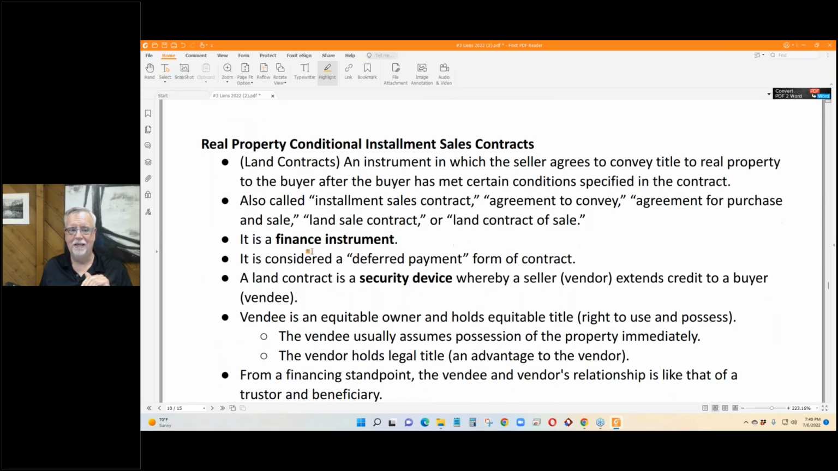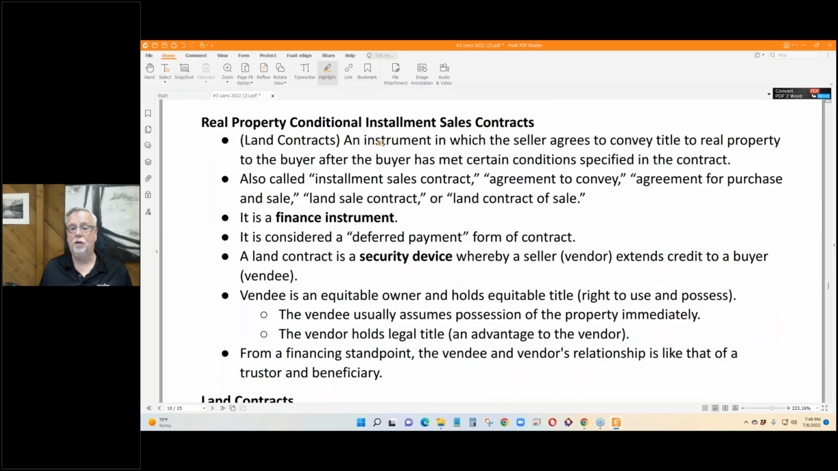It's the same idea. So land contract is an instrument. That means it's a piece of paper. Seller agrees to convey title after the buyer has met certain conditions, like paid. It's called an installment sales contract, an agreement to convey, agreement for purchase, land contract. It is a finance instrument. So it's a way of buying property where you don't have a mortgage or you don't have a trustee. It's a deferred payment. You don't pay all the money up front, you make payment over time.